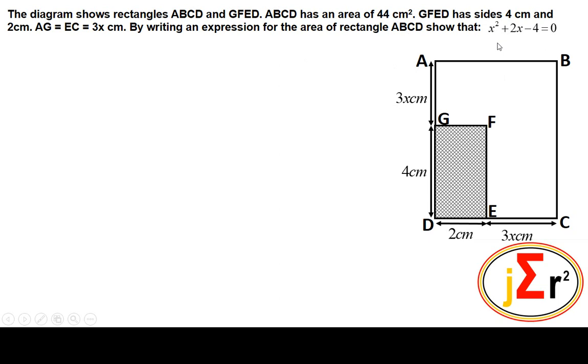GFED has sides 4 centimeters and 2 centimeters. AG is equal to EC is equal to 3x centimeters. By writing an expression for the area of the rectangle ABCD, show that x squared plus 2x minus 4 is equal to 0, which is more than a mouthful.